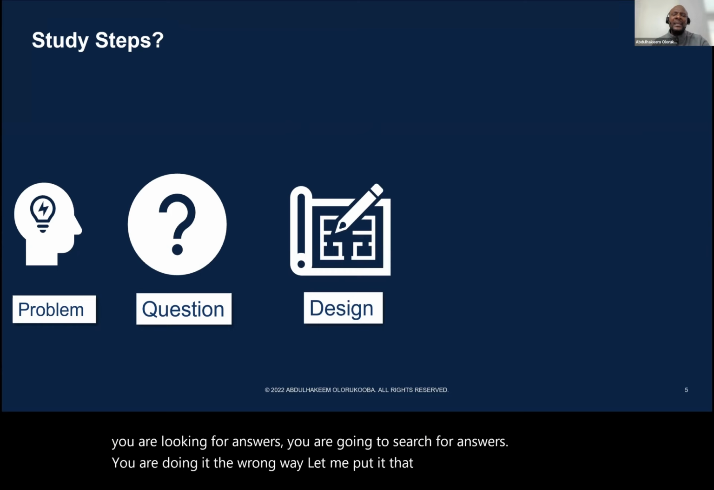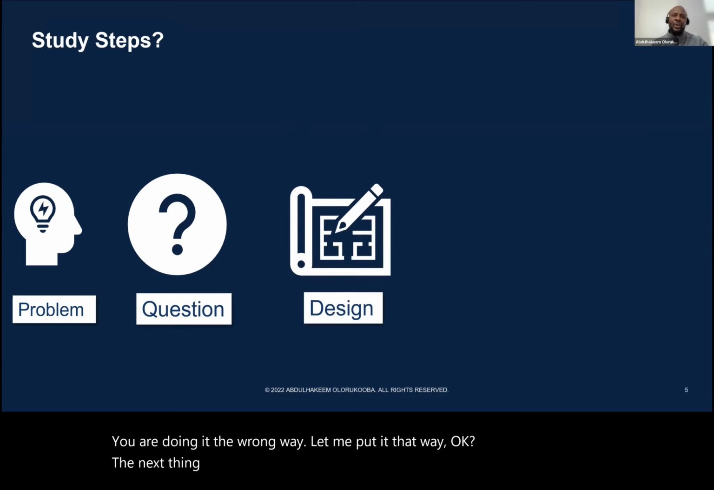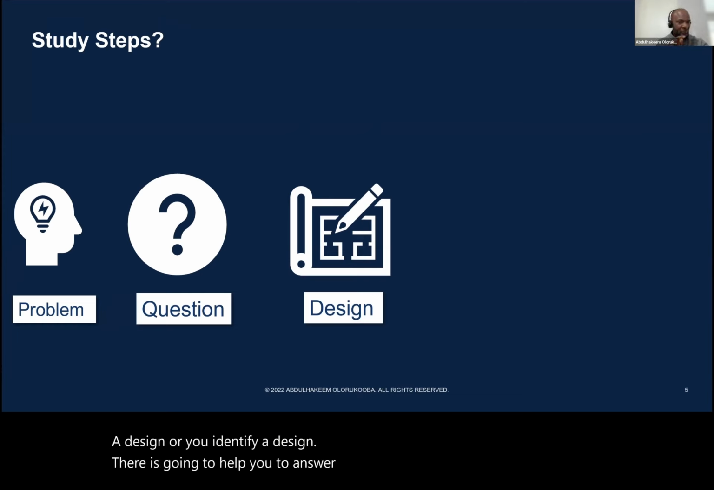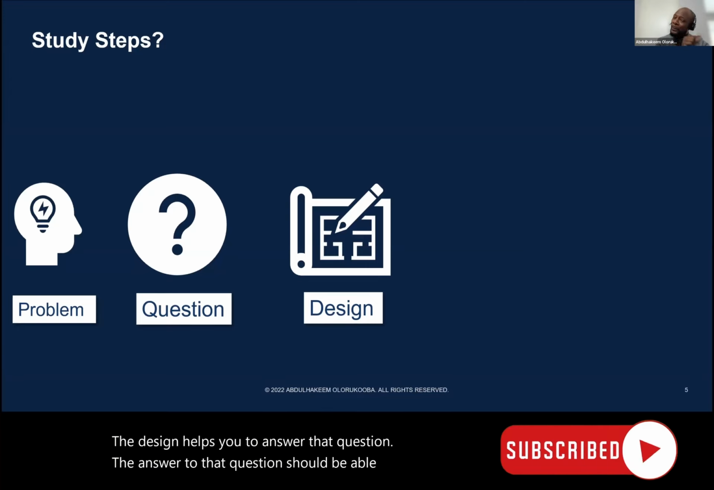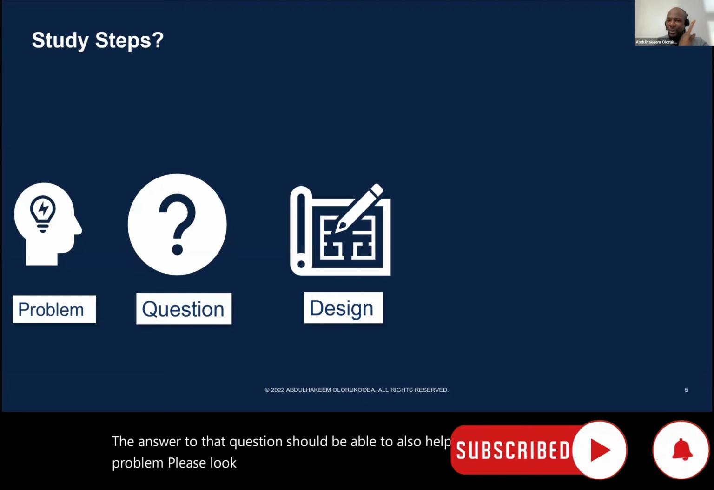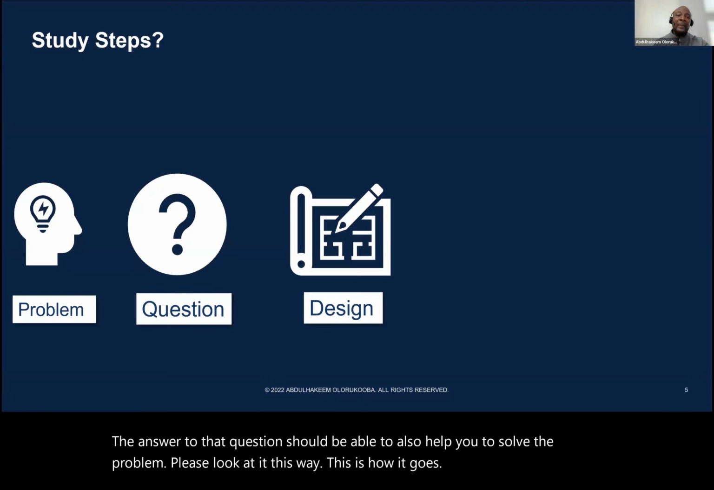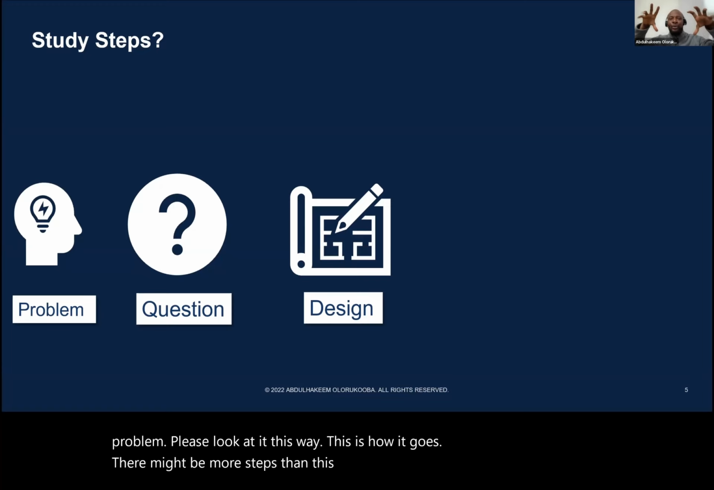Okay. The next thing is then you develop a design, or you identify a design that is going to help you to answer that question. Very important. The design helps you to answer that question. The answer to that question should be able to also help you to solve the problem. Please look at it this way. This is how it goes. There might be more steps than this, but this is a high level view, just getting it summarized.